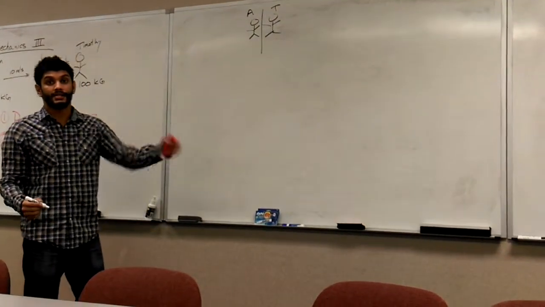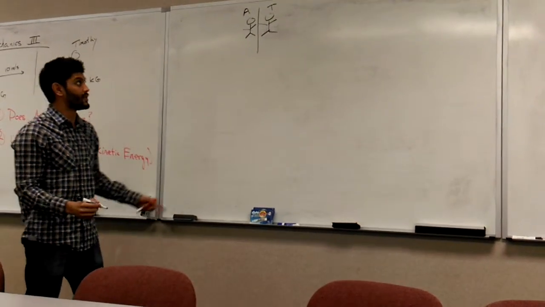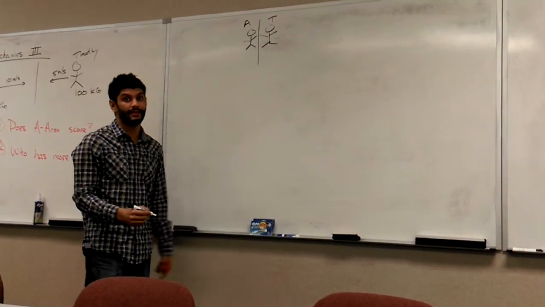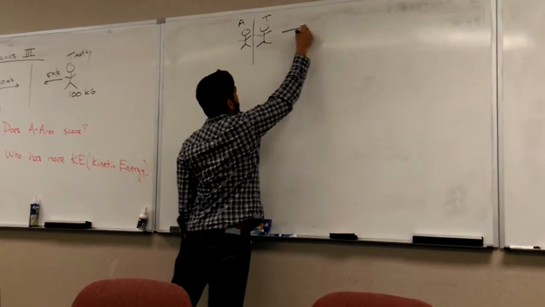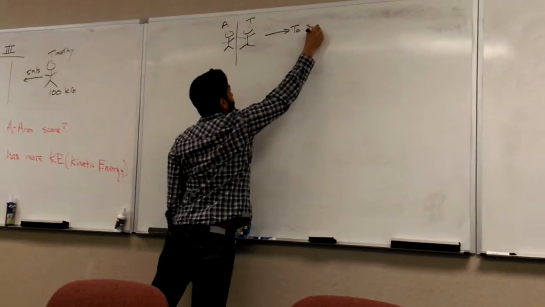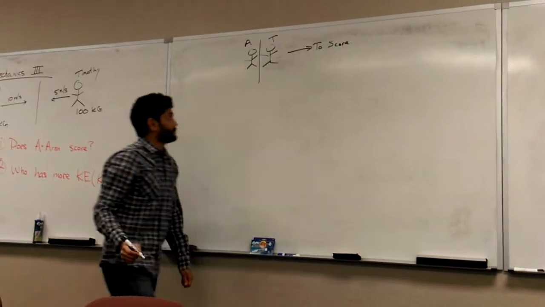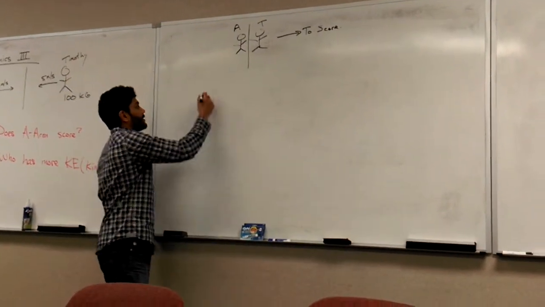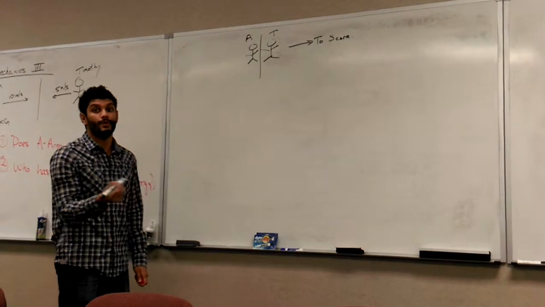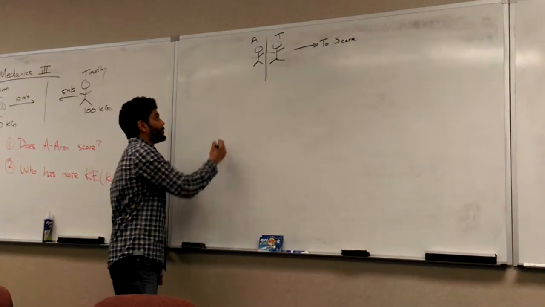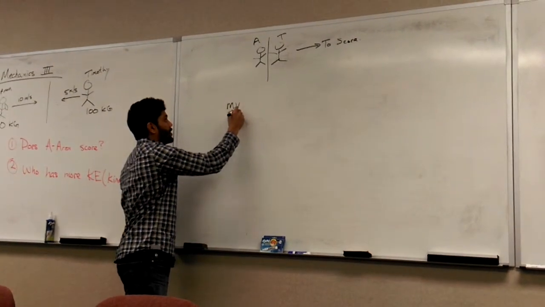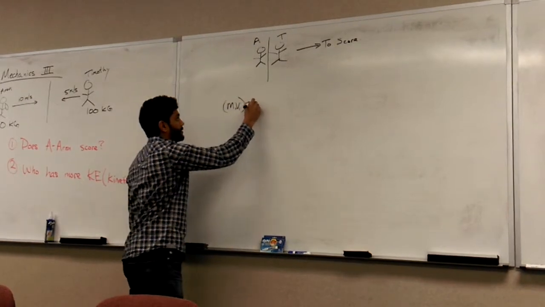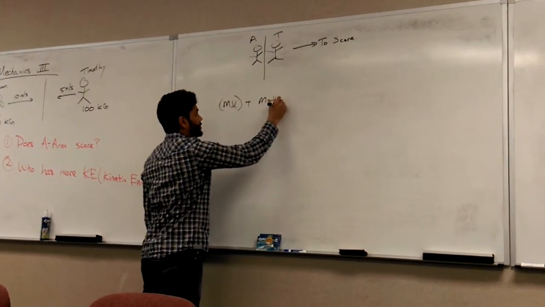Aaron must cross the goal line. So he has to go in which direction? Right or left? To the right. Exactly. We have to go to the right to score. And Timothy is trying to prevent that. So we figure this out through momentum. Our equation for momentum is m1v1 plus m2v2.